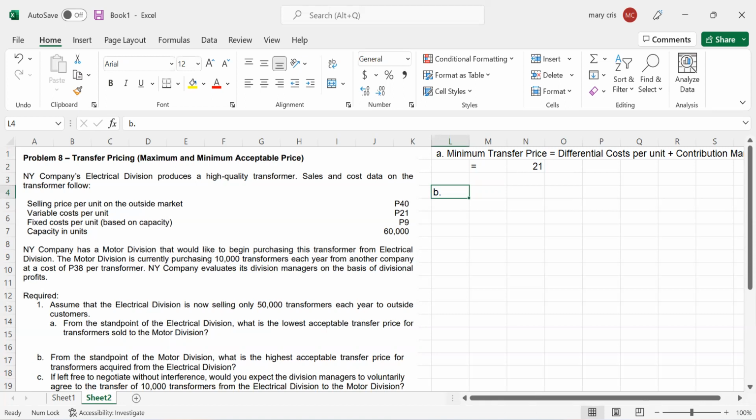So therefore, ito na yung maximum natin na acceptable price, no? 38 pesos. So kung magkano ang presyo na pwede niyang mabili from the outsider, yung transformer, yun yung maximum acceptable price niya. Kasi di ba, it will not matter naman, but it will be better if they can purchase the transformer at an amount lower than 38. Basta 38 is their maximum acceptable price na kasi it will just be equivalent to the price na outside if they're going to purchase it outside the company.